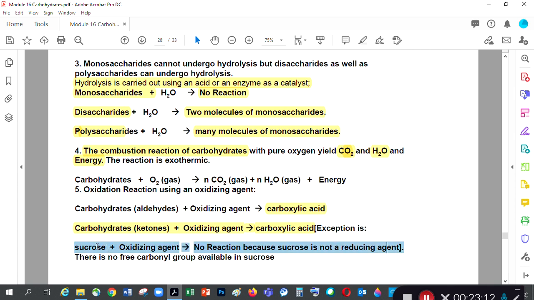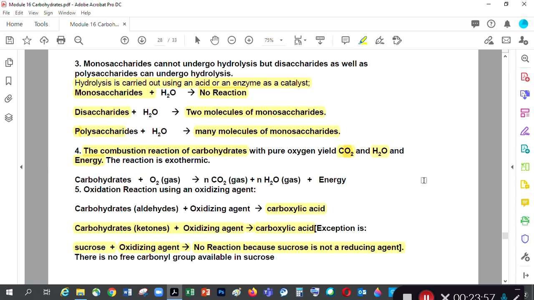Here it is. Sucrose will give you no reaction here. So sucrose with an oxidizing agent will give you no reaction. That's very important. Why is sucrose not oxidized, while all the other carbohydrates are being oxidized and give you the corresponding carboxylic acid, except sucrose? Well, it turns out there is no free carbonyl group that can be oxidized, aldehyde or ketone, into the corresponding carboxylic acid. Therefore, there will be no reaction at all with the oxidizing agent, with sucrose.